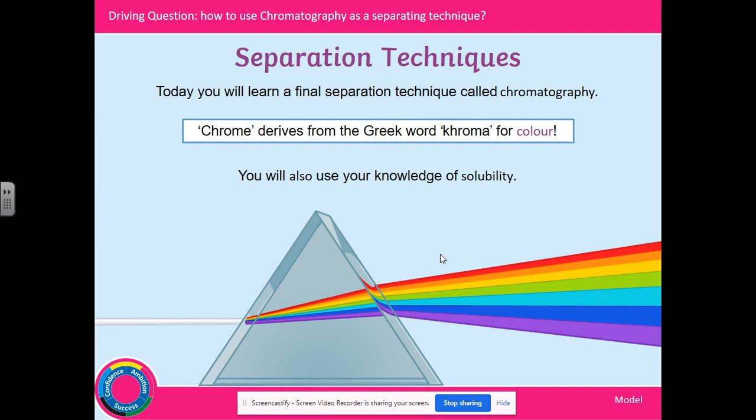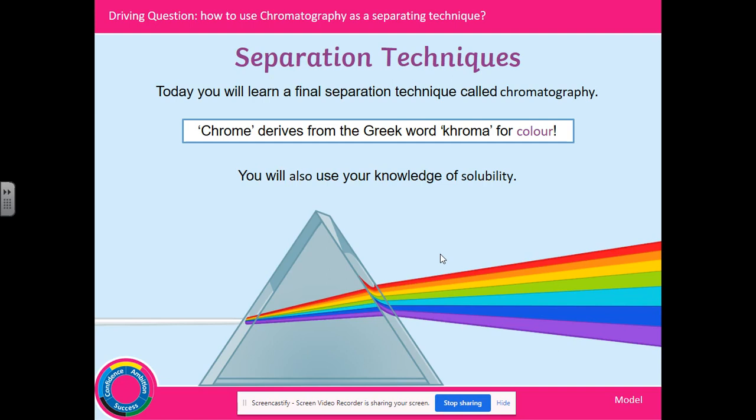Now, looking at the bottom of your screen, there is a picture of a prism. We're seeing a beam or a white line going in, and as the beam touches the prism, it splits into different colors. That's what chromatography basically is. You use one substance, and that one substance contains different pigments or solutions mixed together, and we use chromatography to find the individual components or colors in that one substance.